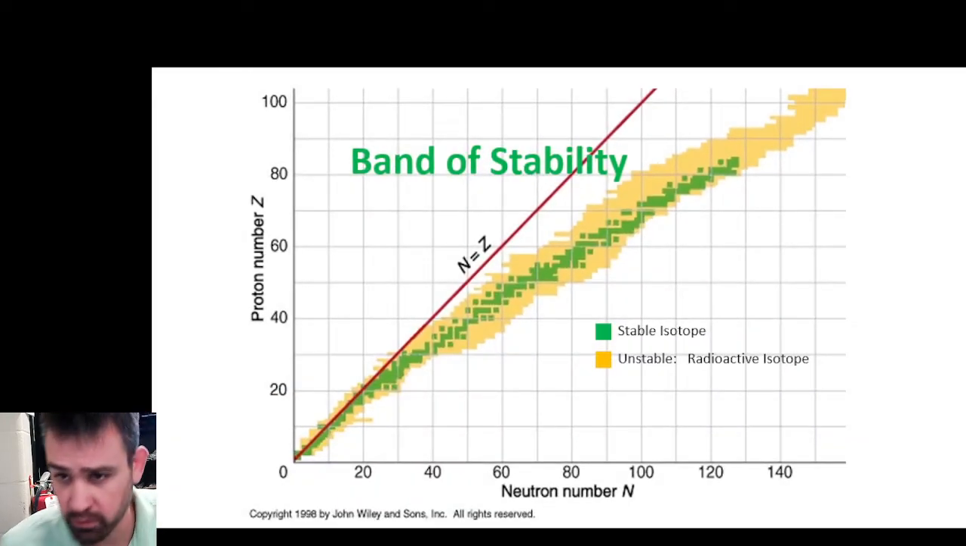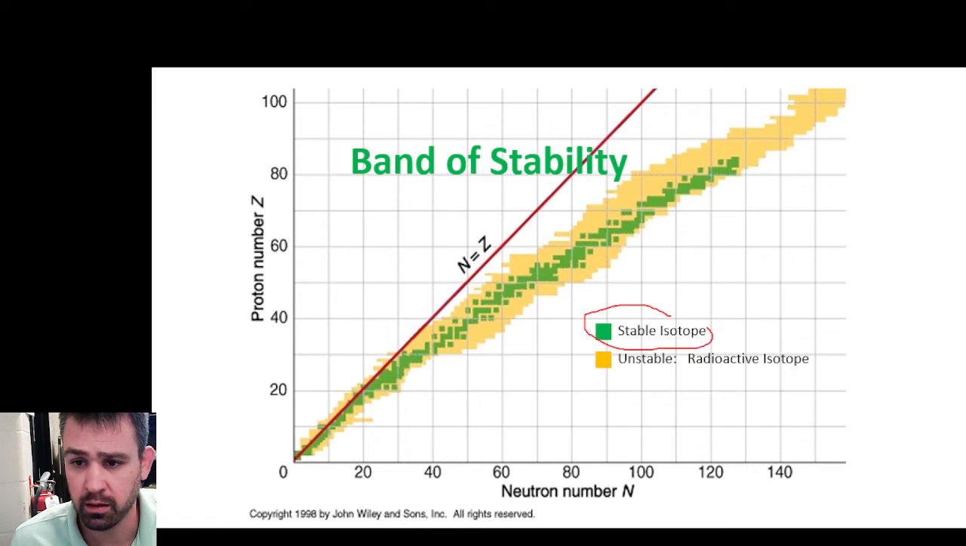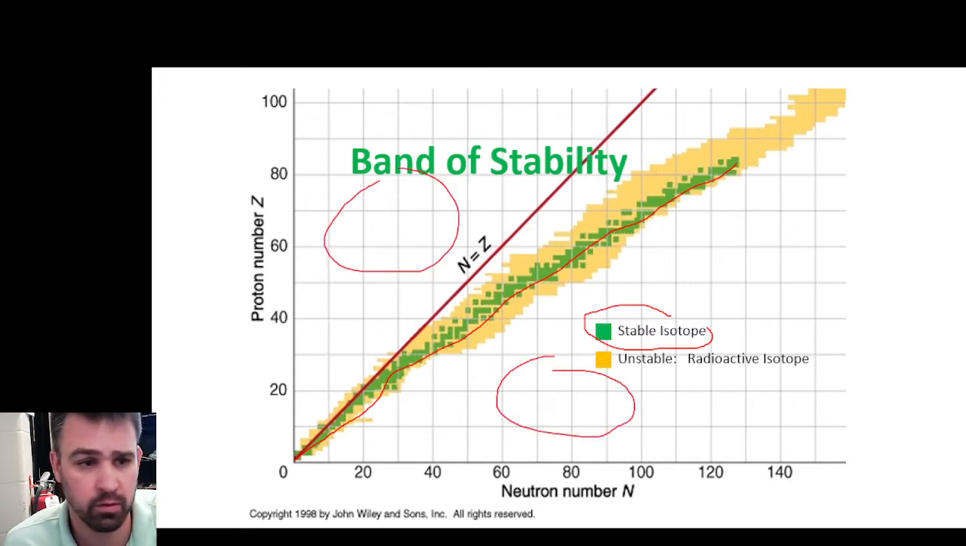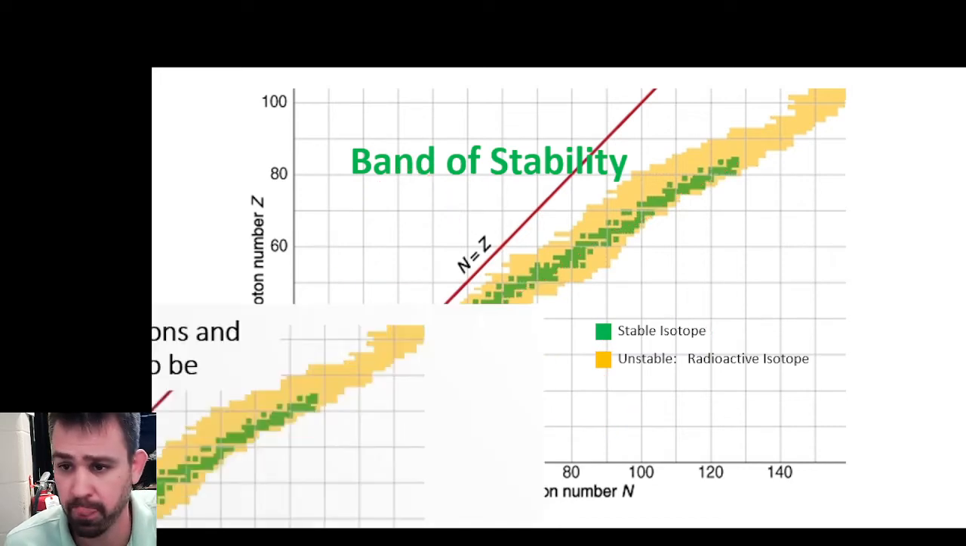So, band of stability, once again: this green area, this thin line that goes from the middle all the way up through here and stops here, is going to be stable isotopes. All of the orange and yellow is going to be unstable, and anything out here in the white or down here in the white is going to be non-existent.